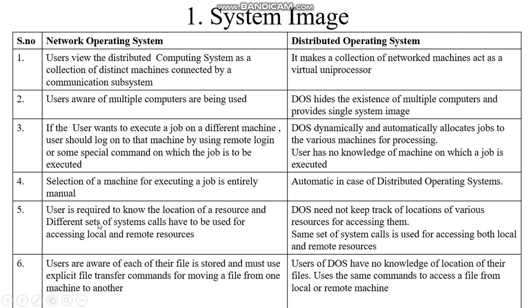Here we may have a different set of system calls, but in a distributed operating system, the same set of system calls may be used for both local and remote resources. In a network operating system, the users are aware of where their files are stored, and must use explicit file transfer commands for moving a file from one machine to another. But in a distributed operating system, users do not have knowledge of the location of their files. The same commands can be used to access files from a remote machine or from the local machine.